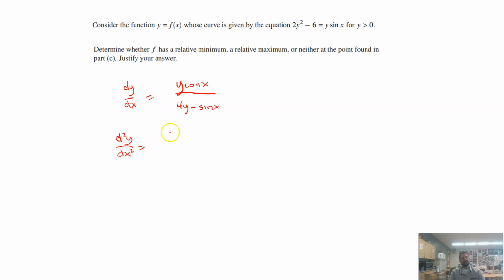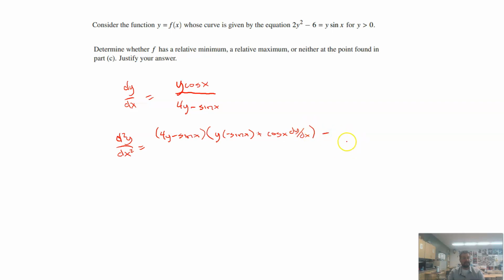And I have to use the quotient rule, and it's going to be awful here. So I'm going to have bottom times the derivative of the top. In order to take the derivative of y times the cosine of x, again, I'm going to have to use the product rule. So first times the derivative of the second, plus the second times the derivative of the first. And the derivative of y is dy dx.